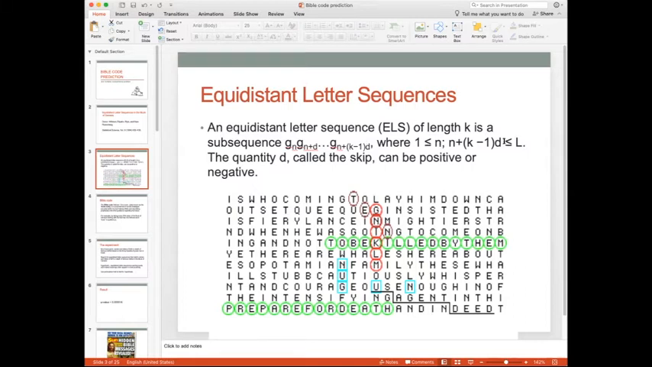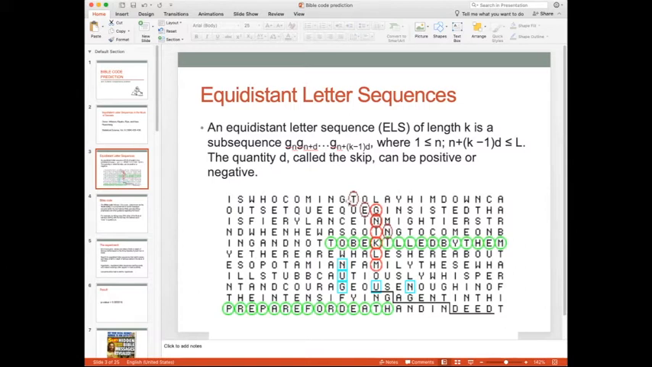So for example, in a page, right? And the quantity d is called the skip, and it can be positive or negative. When it is positive, the sequence is going forwards, and when it is negative, it's going backwards, right? So here is an example, right?